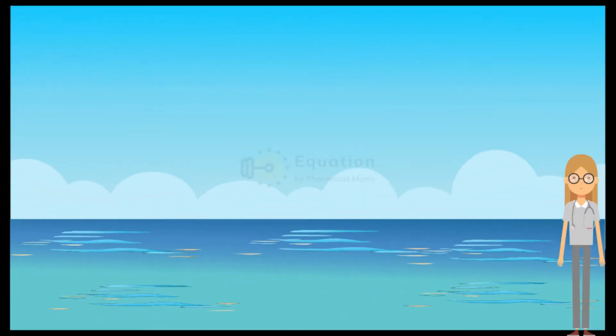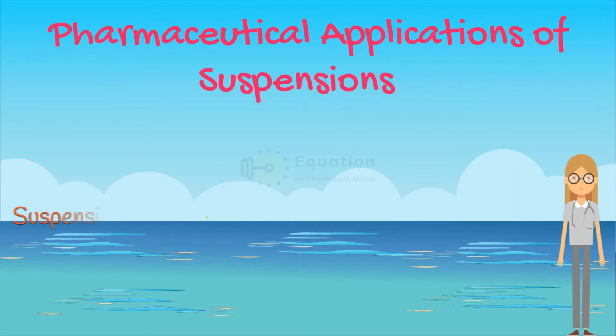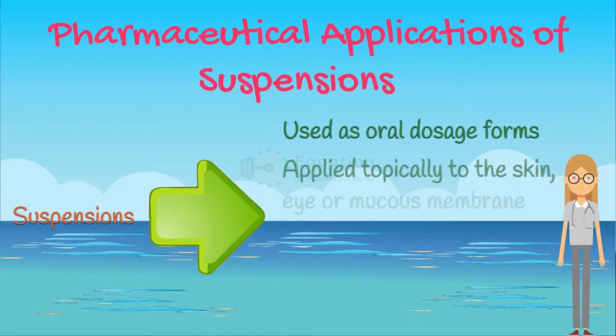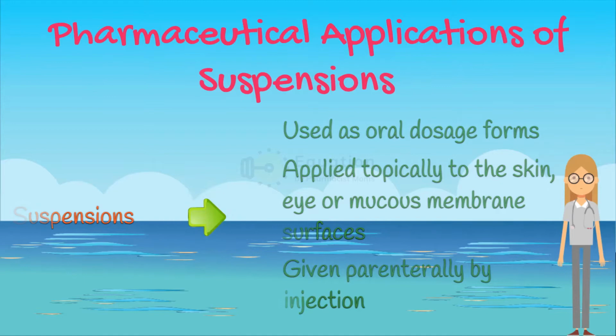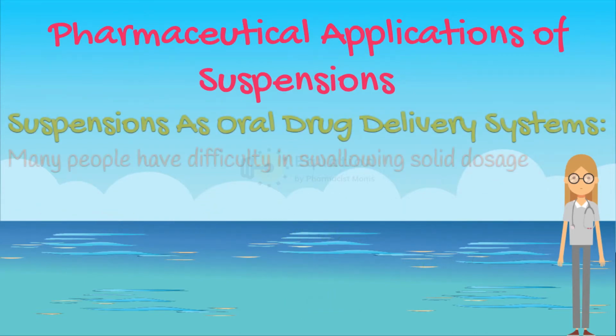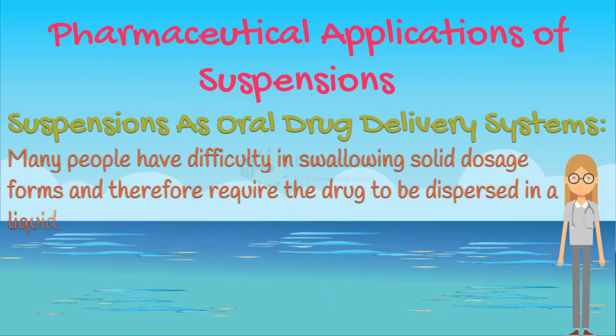What are the pharmaceutical applications of suspensions? Let's discuss. Suspension can be used as oral dosage forms, applied topically to the skin, eye, or mucous membrane surfaces, or given parenterally by injection. Many people have difficulty in swallowing solid dosage forms, and therefore require the drug to be dispersed in a liquid.